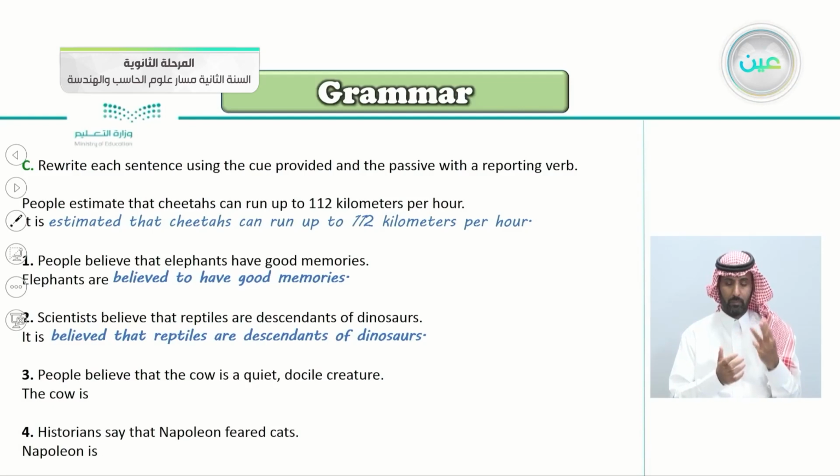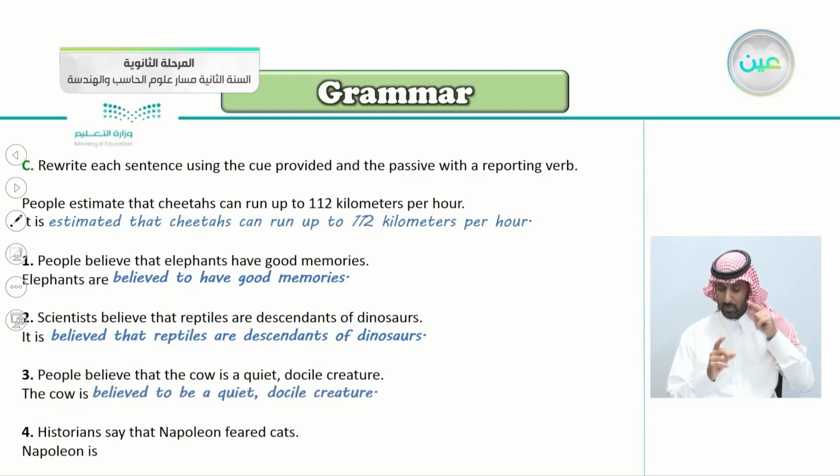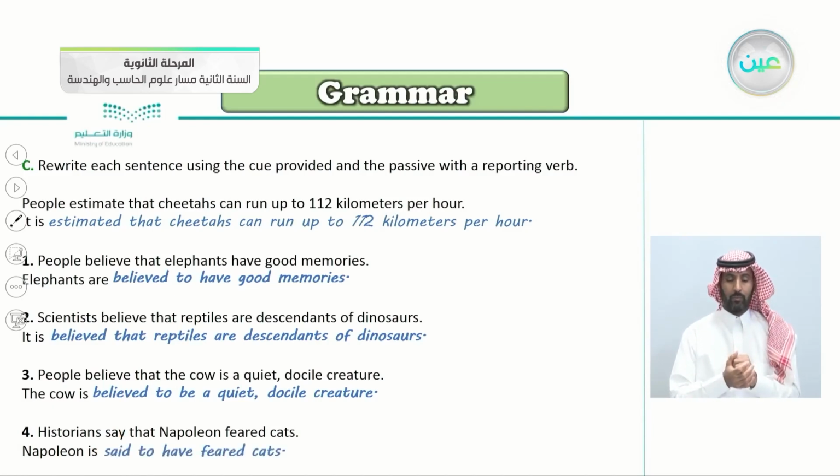Number three, people believe also that the cow is a quiet, docile creature. So what do we say here? The cow is believed to be a quiet, docile creature. Number four, historians say, this is different here, that Napoleon feared cats. So we say Napoleon is, and the verb say, yes, is said to have feared cats.